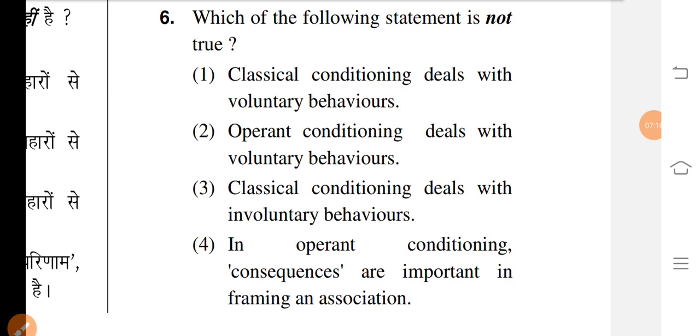Okay, so actually the third option only is correct. Classical conditioning deals with involuntary behavior.